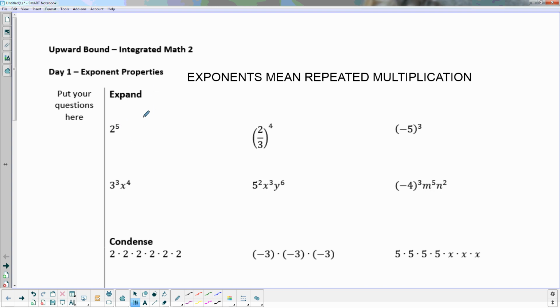And so what we're going to work on today is being able to write some of these things with exponents and without exponents, and see how things simplify if they do. So repeated multiplication, that's what it means. 2 to the 5th power means I have 2 five times. So I have 5 2's here, and that's 2 to the 5th power right there. That's what it looks like.